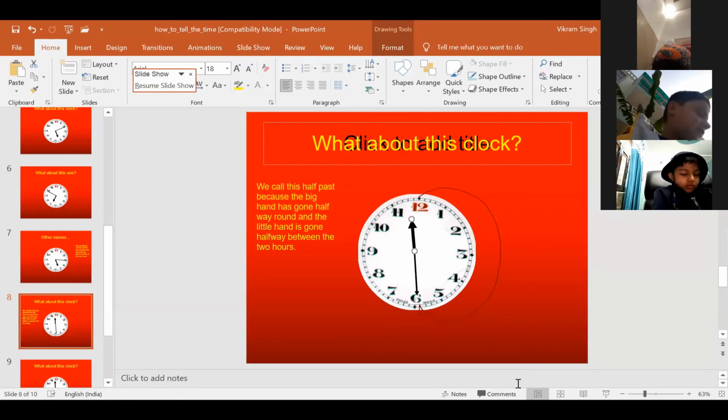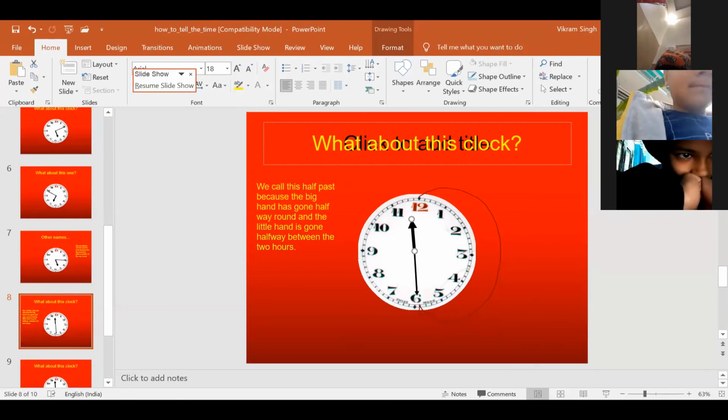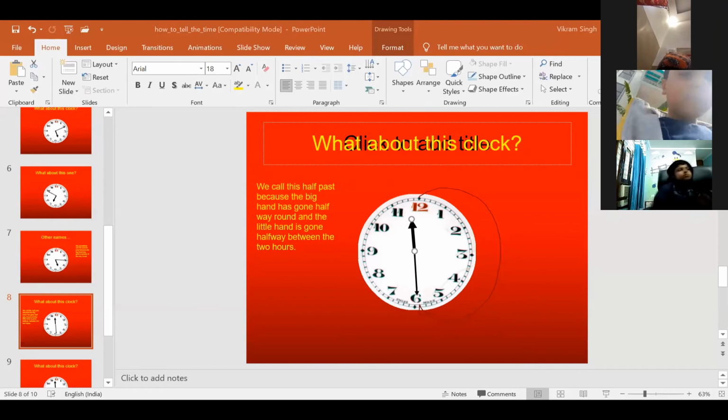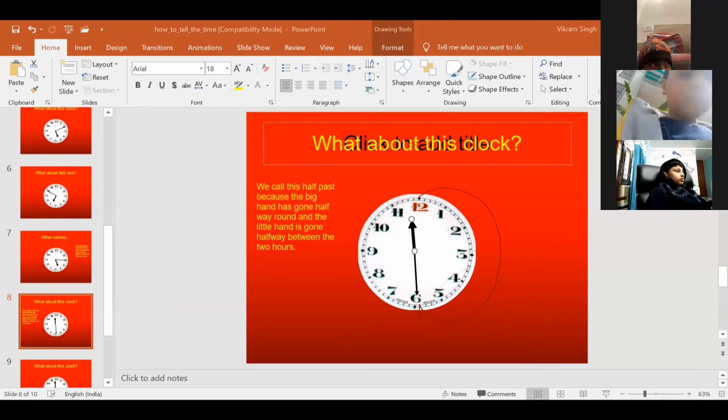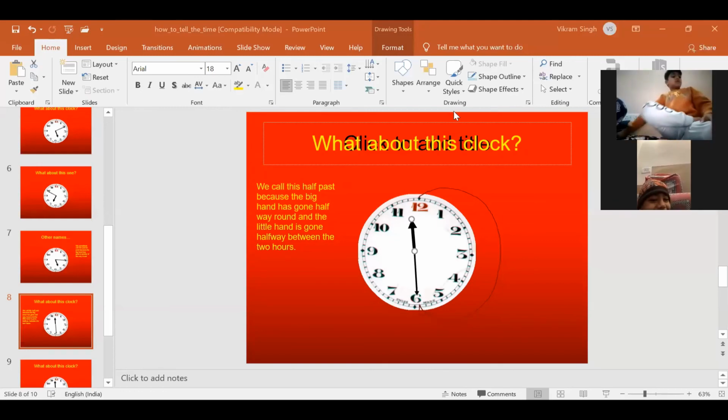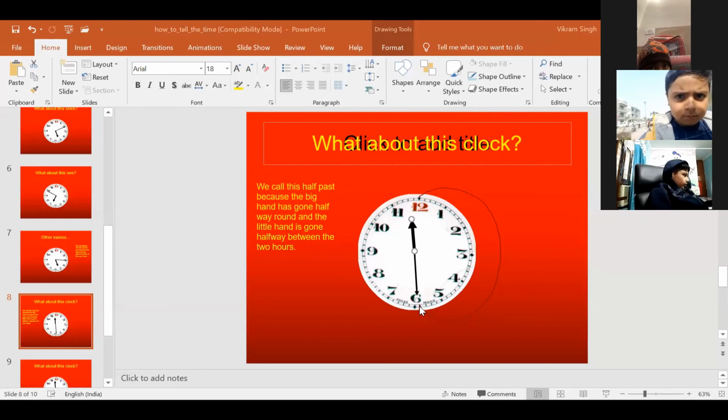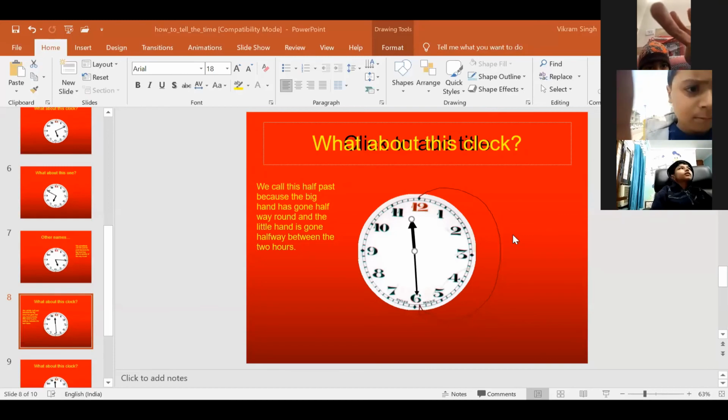It is between 11 and 12. Who will tell me the time now? Let me ask Hitesh. Hitesh, tell me the time. Ma'am, 12:30. Beta, it is between 11 and 12. It has not reached on 12. So that means 11:30. Very good. Or you can say half past 11. You can also say half past 11. Very good.